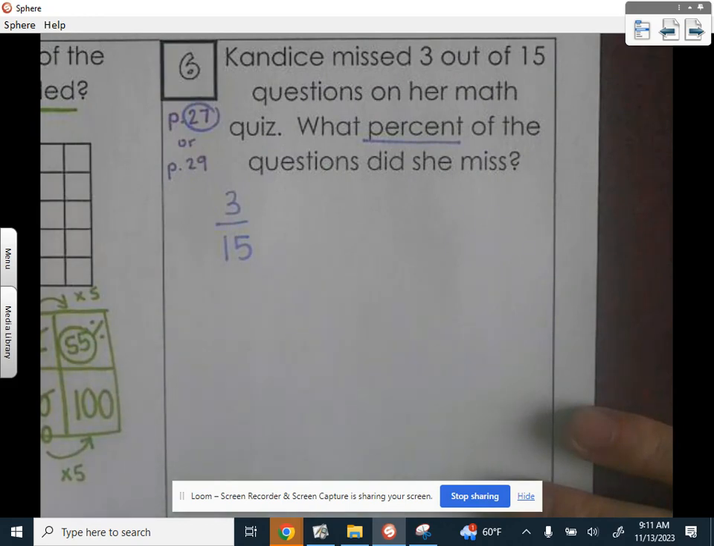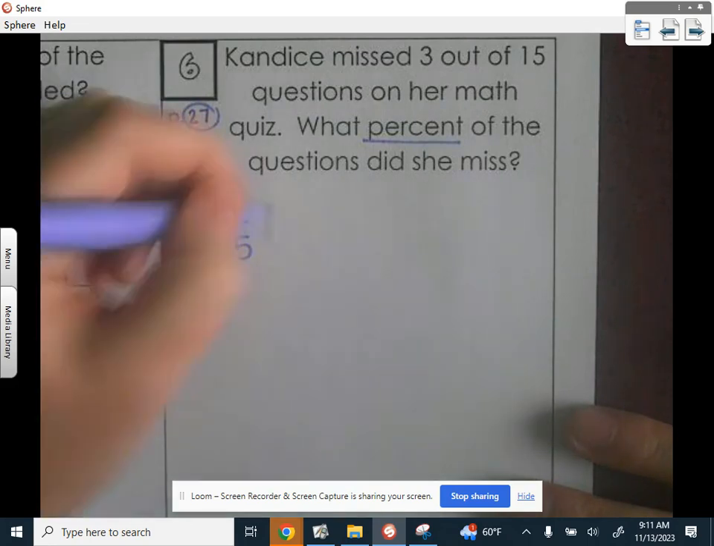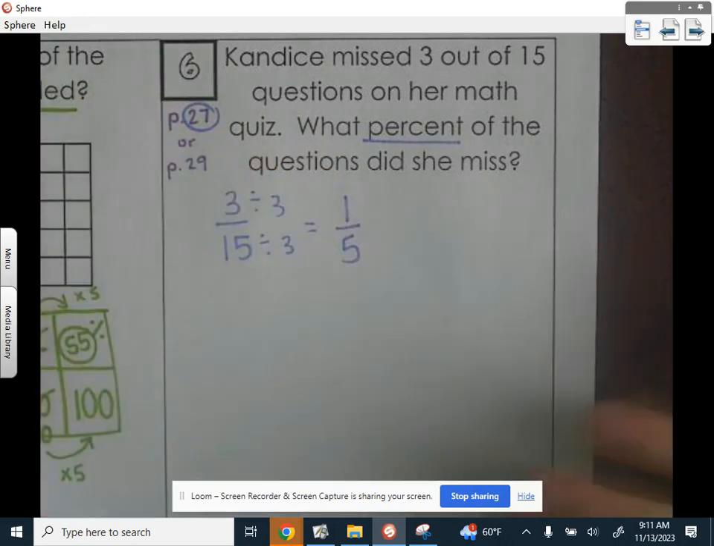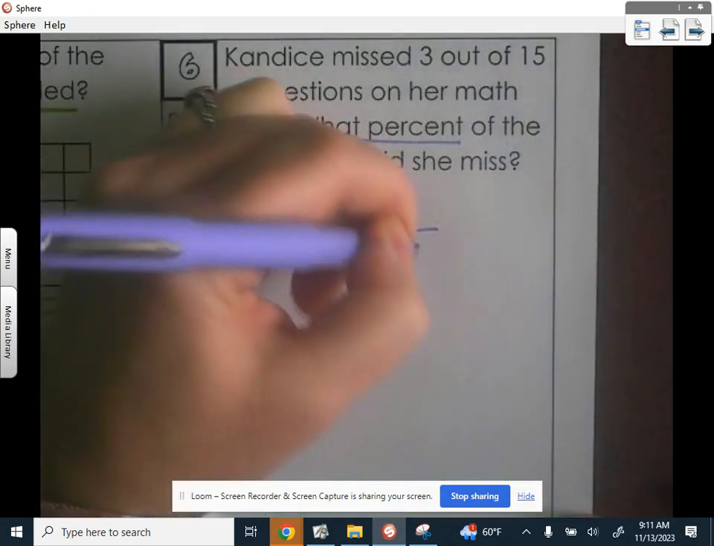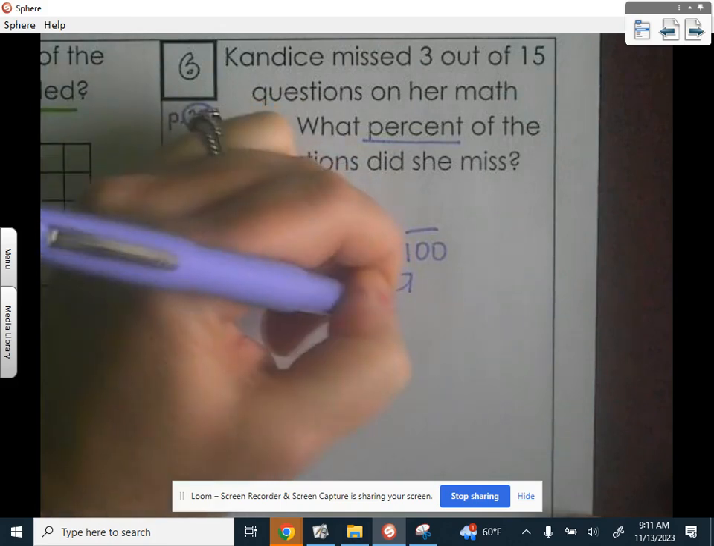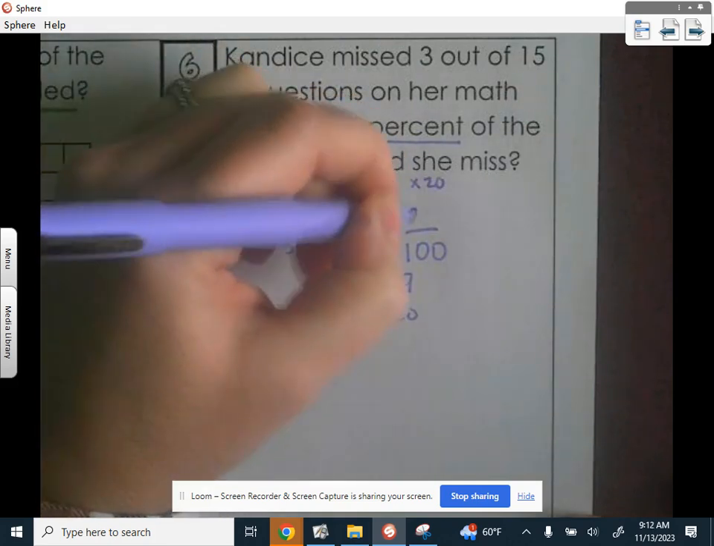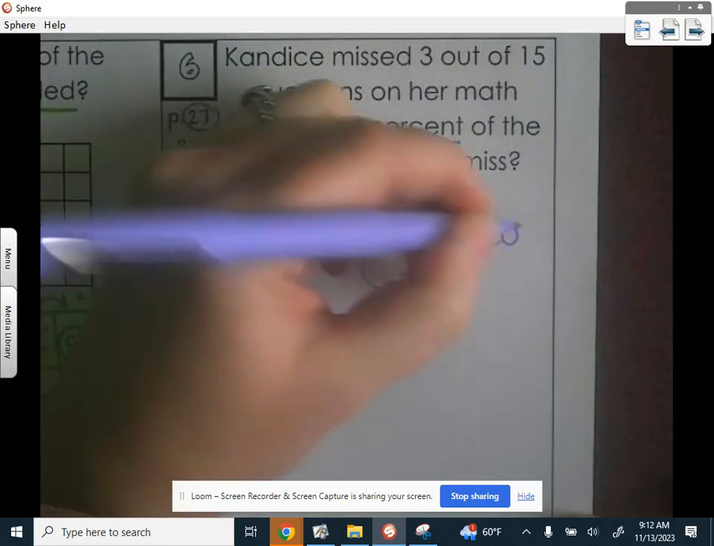So we could try to make this equal something out of 100, or we can do Tybo and move the decimal point. Now I can't multiply 15 by anything to get 100, but what I noticed on this one is that I could simplify by 3, which is going to give me 1/5. If I know my fifths are like my fingers, I could already know what 1/5 is as a percent, but let's just say I don't. 5 times 20 is 100. 1 times 20 is 20. So this is 20%.